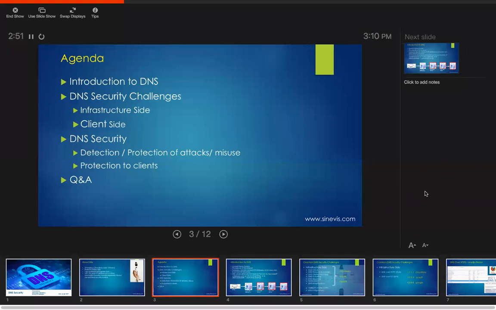For today's session, we'll start with the introduction of DNS. Then we'll have a view on the different security challenges, different types of attacks related to DNS. We'll look at both sides of DNS, from an infrastructure point of view and from a client's point of view. Then we'll talk about different detection or protection mechanisms, or rather the common best practices today. And then followed by the question and answers.